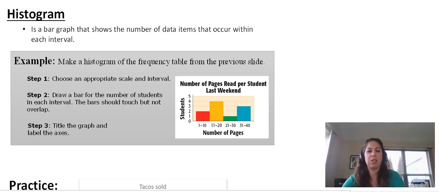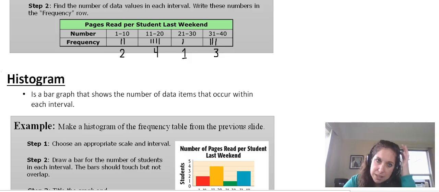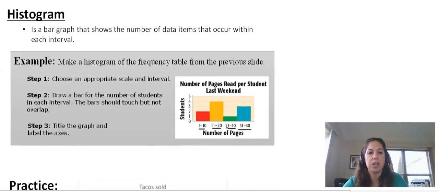So you can see here, from my table, my intervals were 1 to 10, 11 to 20, 21 to 30, 31 to 40. My highest group was 4 students. So my axes here, I just went up to 5 because the highest I had was 4. And again, make sure you remember to always label your graph so people know what they're looking at.